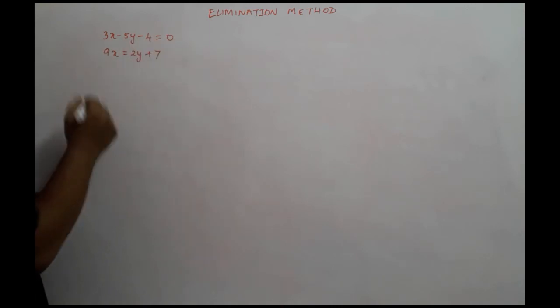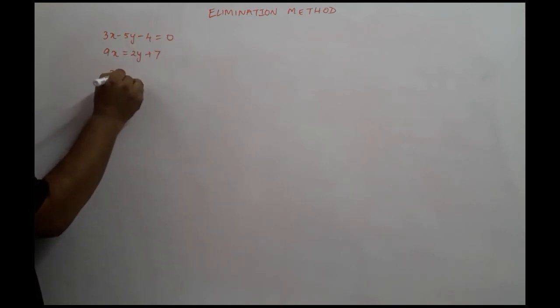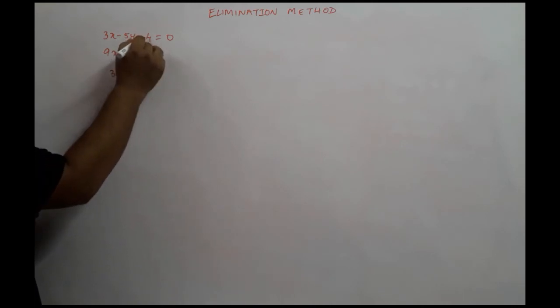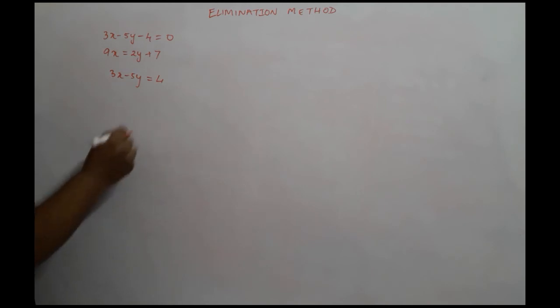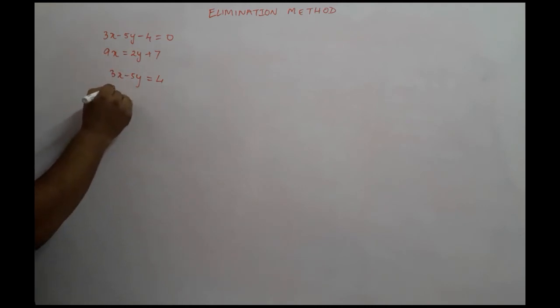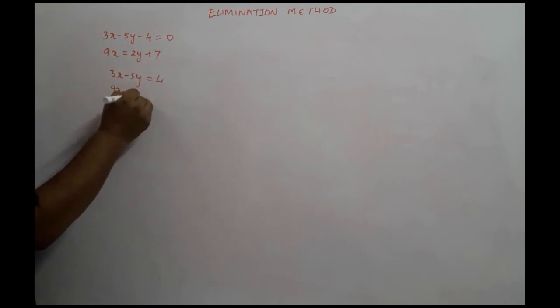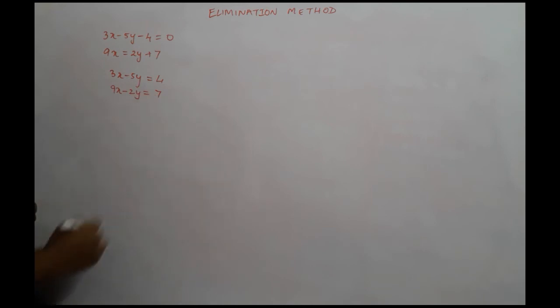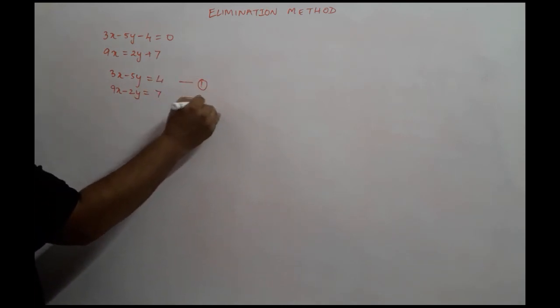So in this case what we'll do is 3x minus 5y, and this minus 4 I'm taking it on the right hand side, so that will become positive. In this case 9x I keep it on the left hand side, and 2y, which is positive, I bring on the left hand side, so it changes sign to minus 2y, and I leave 7 the way it is. I mark this as equation 1 and 2.